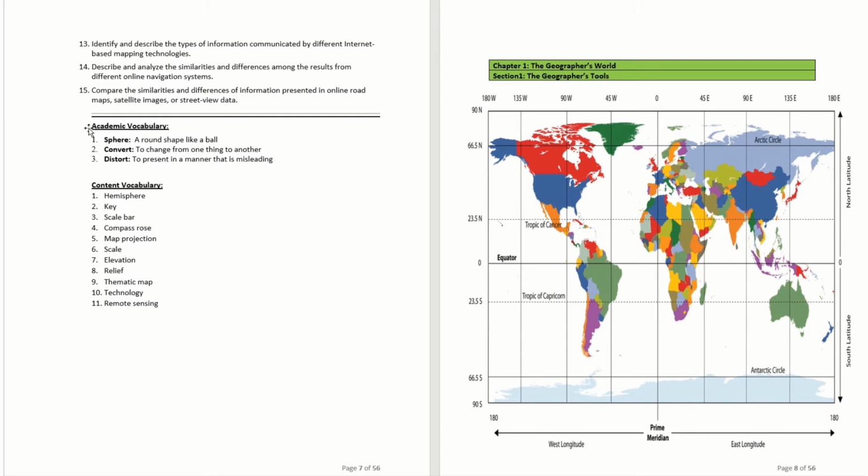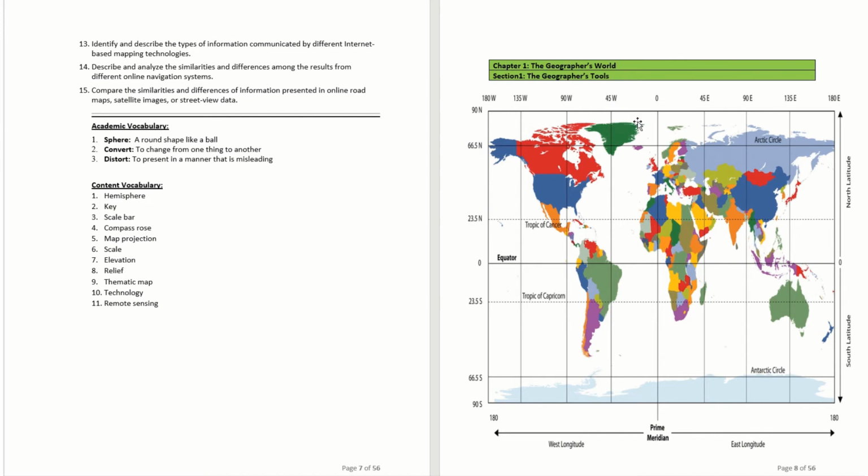For the first lesson, you can see the academic vocabulary and content. The vocabulary has been divided in two: one is the language terminology, another is the subject terminology. These are the subject terminology you will be studying or we will be discussing throughout our lessons. Here is an image. We can say it's a globe or the earth's representation, but in a flat representation, so we can say it's a projection or map projection.